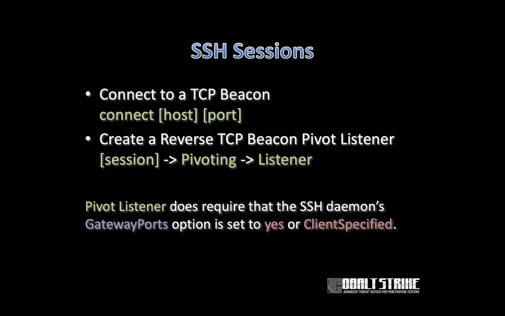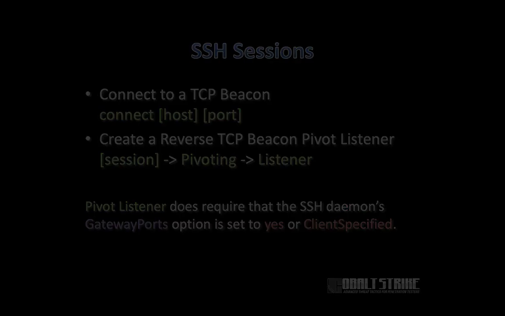Again, very similar to what we talked about with reverse port forwards, this option does not do anything about gateway ports. So if the GatewayPorts option is not set to yes or clientspecified, your pivot listener will get bound to localhost, and that won't be that useful. But in situations where that's not a problem, you can turn a compromised Unix target into a redirector for reverse TCP beacon sessions.